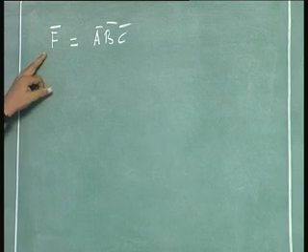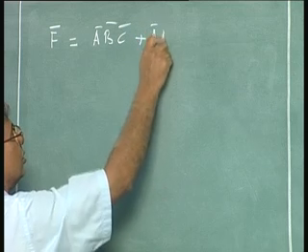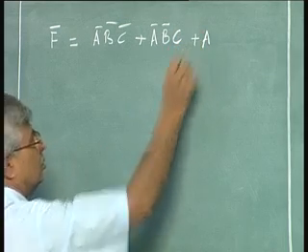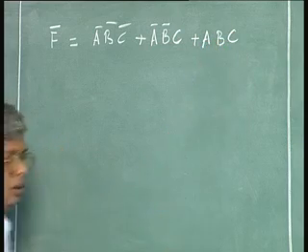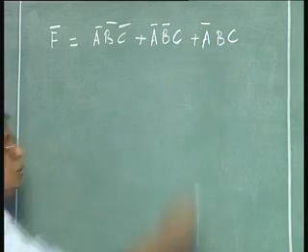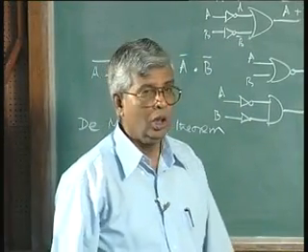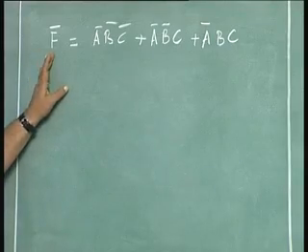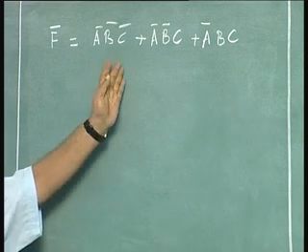So, f is not true for this combination, not true for this combination and not true for this one. Is that right? These are 3 combinations where the output is not true. Now, I am going to apply my De Morgan's theorem on that. We said if I have a function, its complement can be obtained by applying De Morgan's theorem on each of the terms on the right hand side.